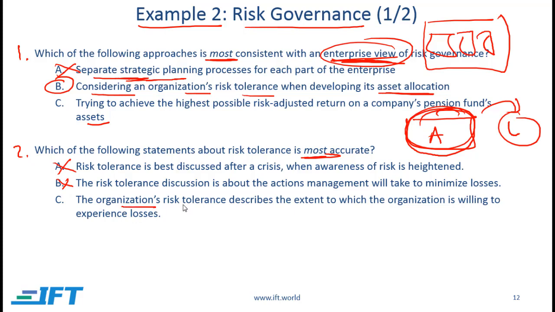C, the organization's risk tolerance describes the extent to which the organization is willing to experience losses. So this is the best of the 3. And I want to emphasize that this is one aspect of the risk tolerance decision. Obviously, there is more to risk tolerance than this single statement.